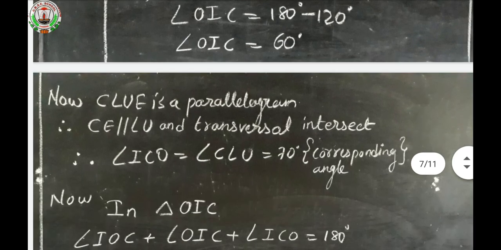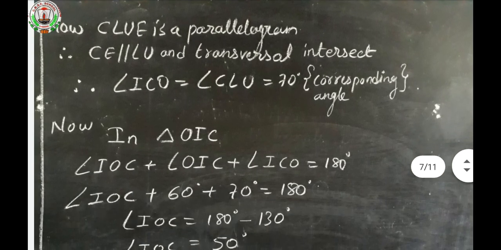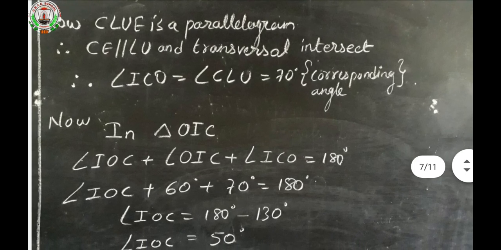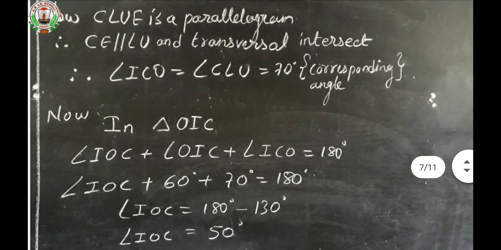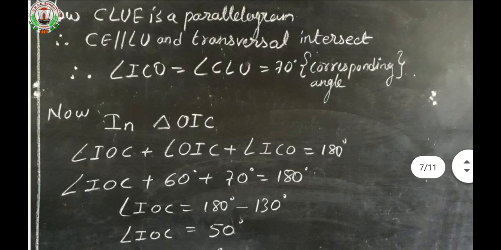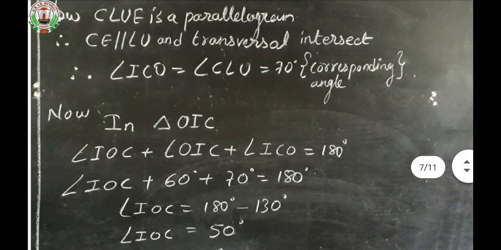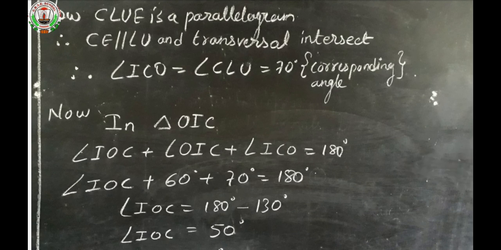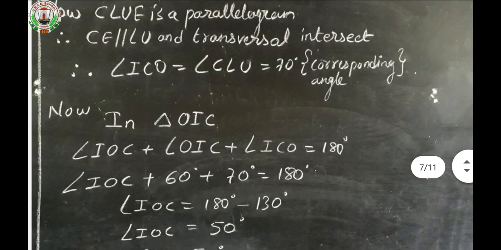Understood, everyone? Now in the same way, the second part of the same question: CLUE is a parallelogram, isn't it? And as we know, the properties of a parallelogram state that its opposite sides are parallel. That is, CE is parallel to LU and a transversal intersects them. That's why, due to the transversal intersecting the parallel lines CE and LU, angle ICO is equal to angle CLU, where the value of CLU and ICO will be equal to 70 degrees. Why is it so? Because both the angles are corresponding to each other.